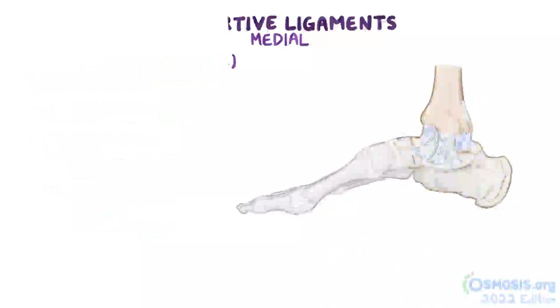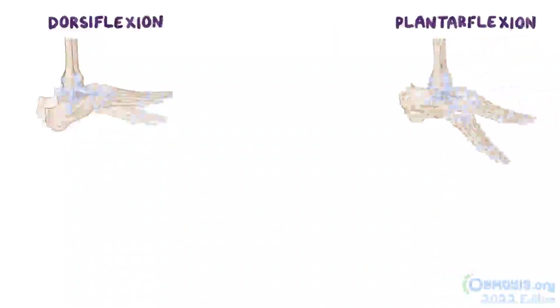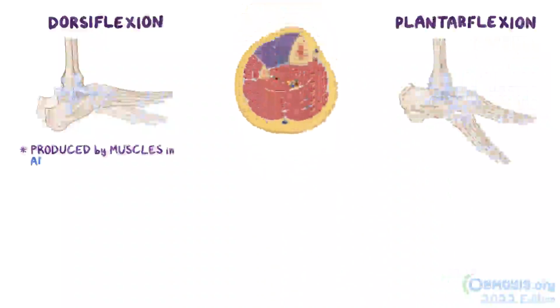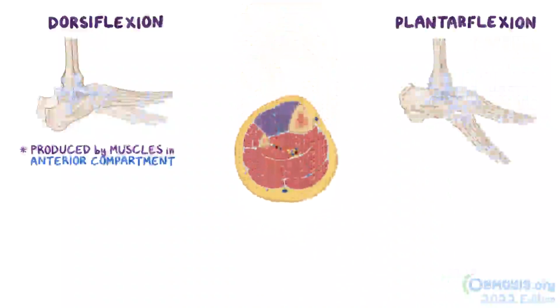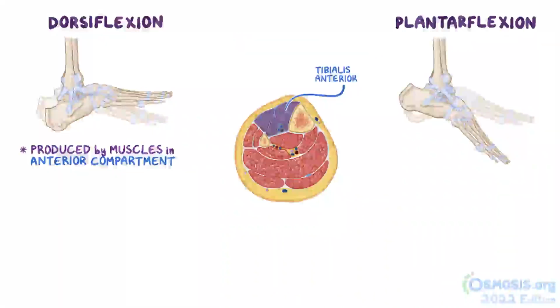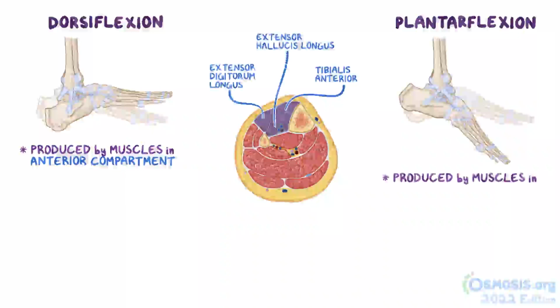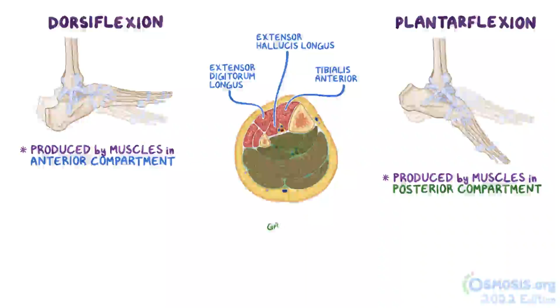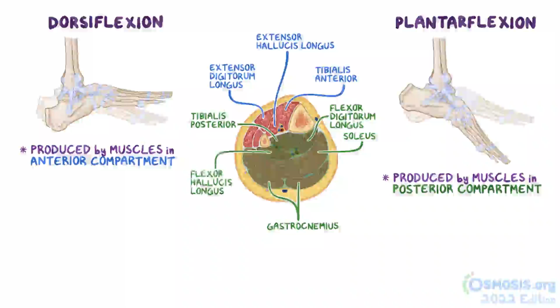The main movements of the ankle joint are dorsiflexion and plantarflexion. Dorsiflexion of the ankle is produced by the muscles in the anterior compartment of the leg, namely the tibialis anterior, extensor digitorum longus, and extensor hallucis longus. Plantarflexion of the ankle is produced by the muscles in the posterior compartment of the leg, including the gastrocnemius and soleus in the superficial subcompartment, as well as the muscles of the deep subcompartment such as tibialis posterior, flexor digitorum longus, and flexor hallucis longus.